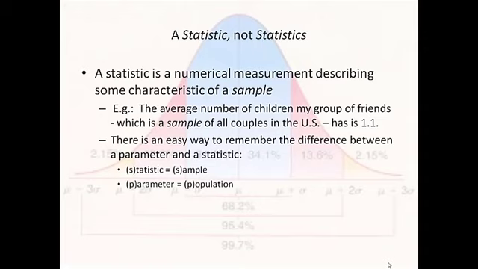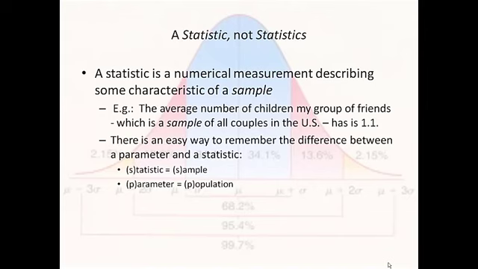A statistic is a measure from a sample. So the example that I give, the average number of children in my group of friends, which is a sample of all the couples in the United States, is 1.1. It's an easy way to remember it. Population, P, parameter, P. Sample, S, statistic, S. That's the way that I remember it. So when I say statistic, I don't mean statistics. Statistics is sort of this omnibus study of, remember, gathering, organizing, presenting data, things like that.